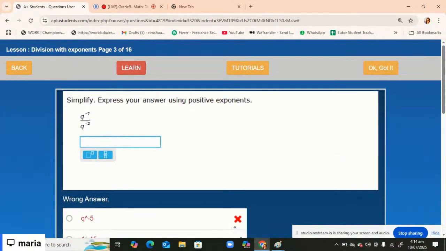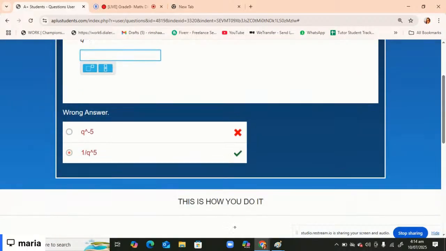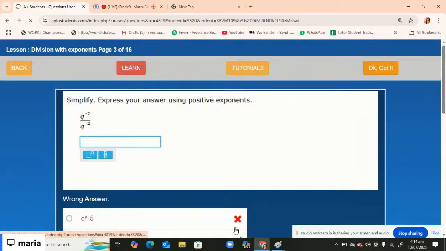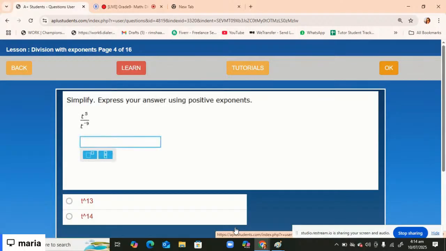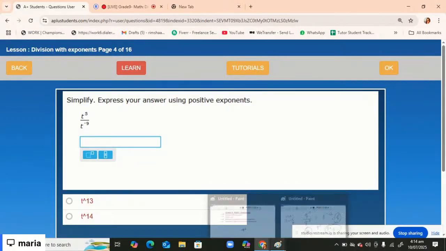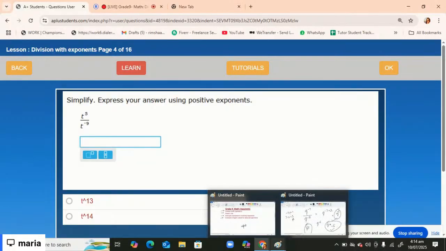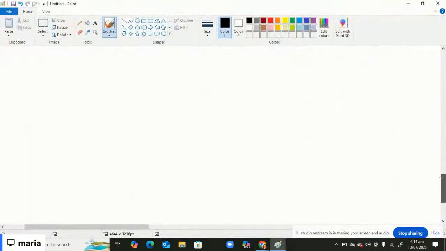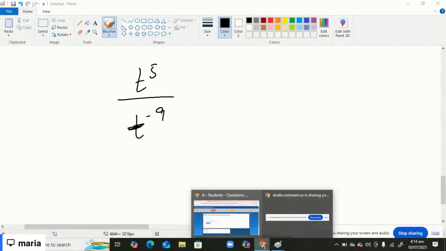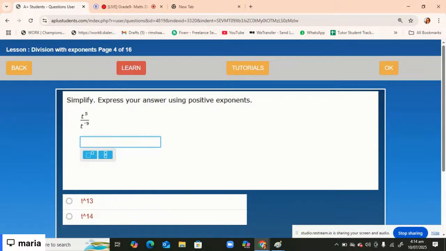But they are saying to use the positive exponent, so here is the positive exponent, okay? That is my bad. T power 5 and t power minus 9. Now write your answer as a positive exponent. Do it, everyone, and then tell me the answer.